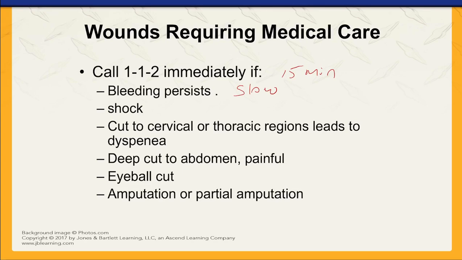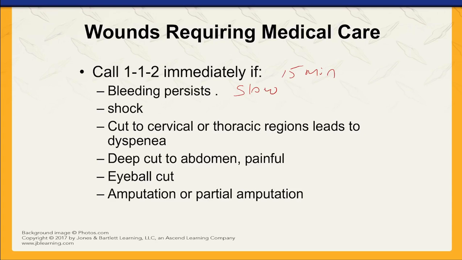If the patient shows signs of shock, they need to go to an emergency room. If there's any type of cut to the neck or chest, and it's causing difficulty breathing, they need to go to an emergency room. If they have a deep cut to their abdomen, or they're complaining of pain from an injury to the abdomen, they need to go to an emergency room.